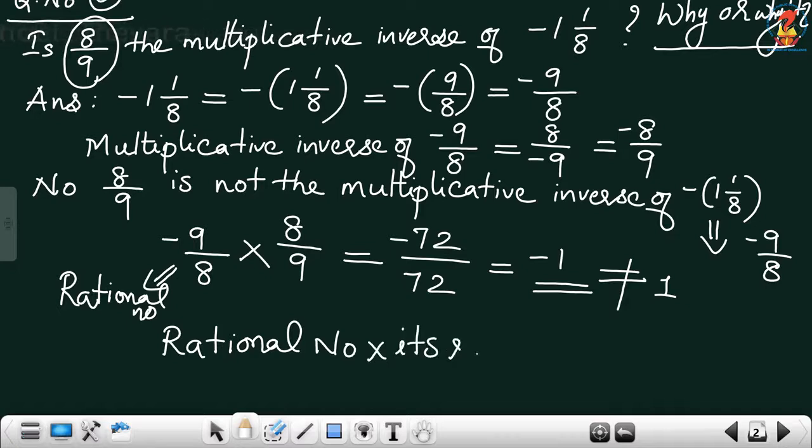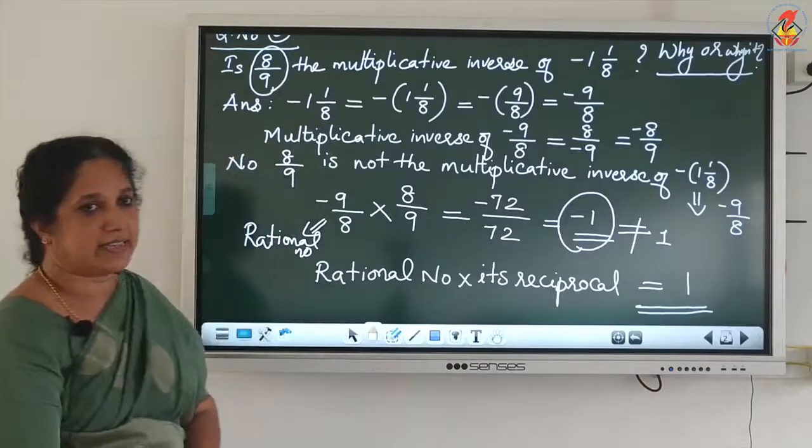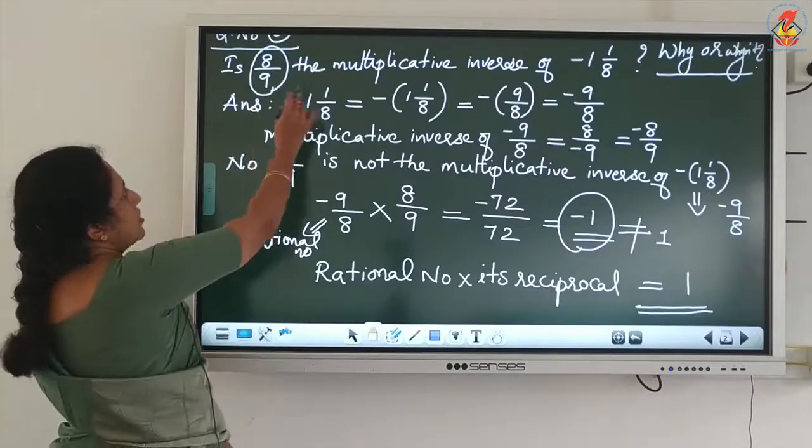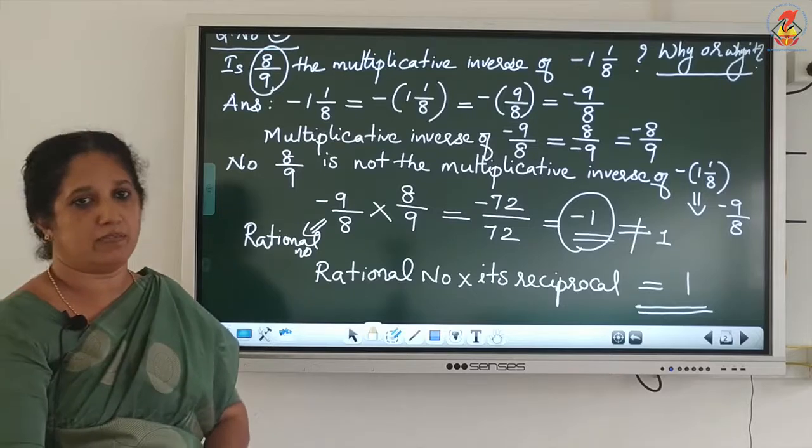Which is not equal to 1, because a rational number, when it is multiplied with its reciprocal, the product should be equal to 1. Here the answer is not equal to 1. We got the answer as negative 1. Therefore, we can say that 8 by 9 is not the multiplicative inverse of negative 1 and 1 by 8.